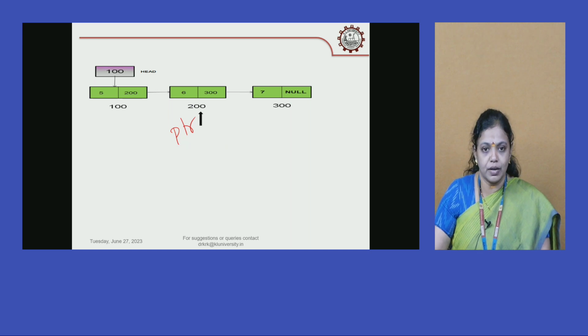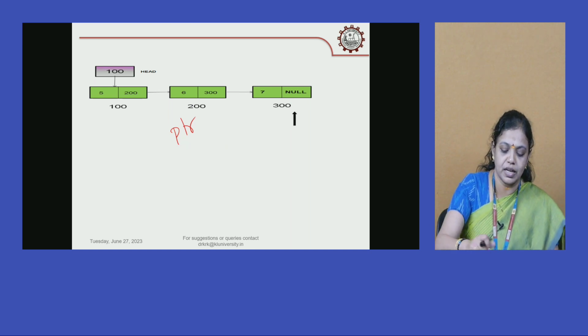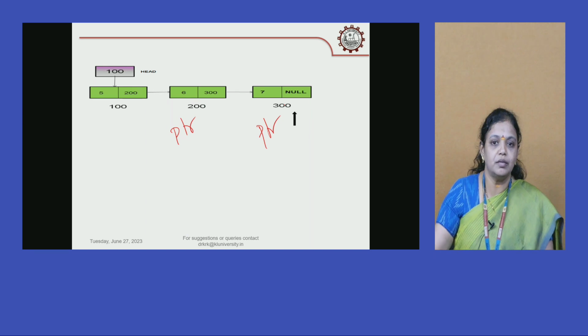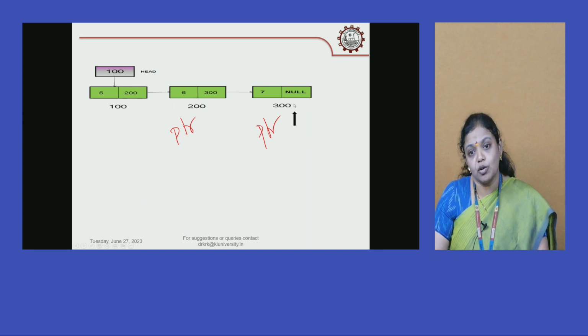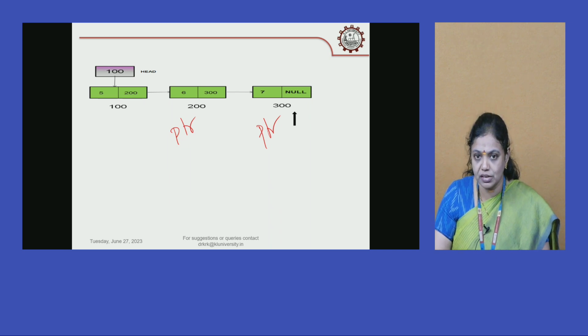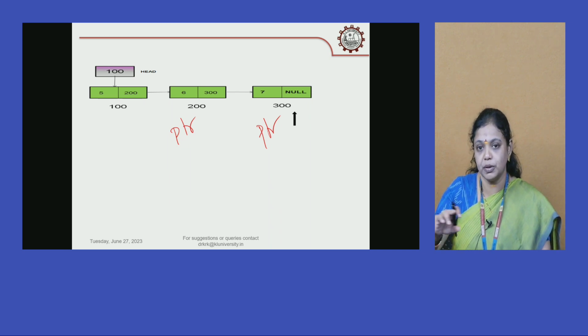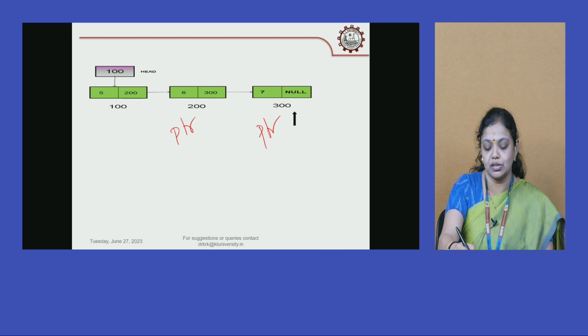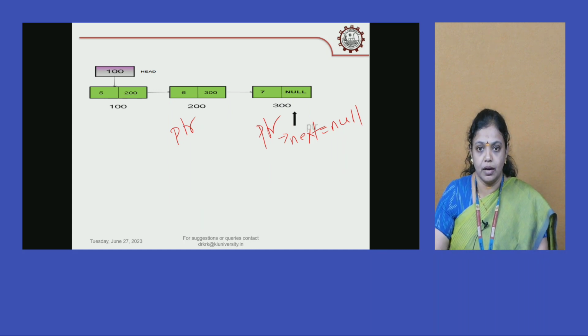So PTR is equal to PTR of next. Again my PTR has moved here. Now tell me, what is PTR of next? PTR of next is equal to null. Now PTR is pointing to the last node, so obviously PTR of next is equal to null.